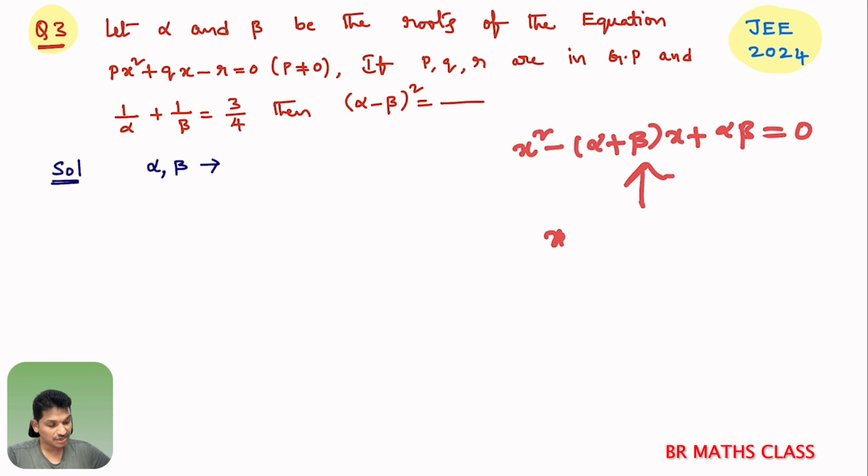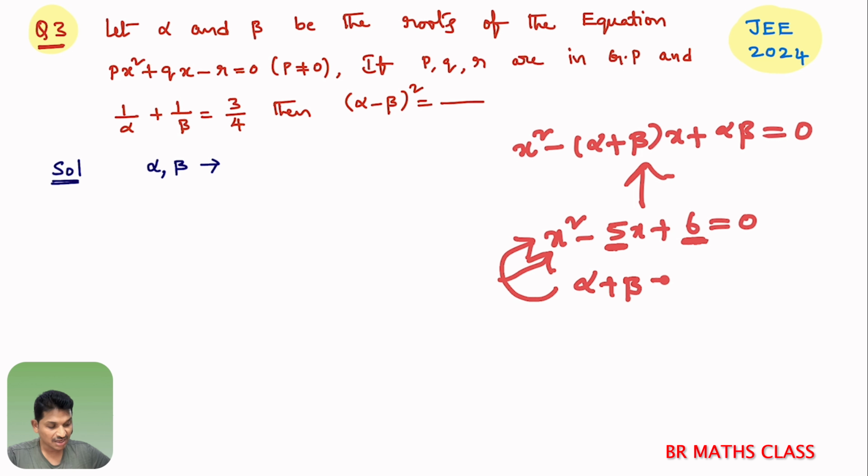Suppose they give one equation like this, x square minus 5x plus 6 equal to 0. This contains two roots. The sum of those two roots is this and the product of those two roots is this. See here, if alpha and beta are the roots of this equation, I can write alpha plus beta equal to 5. Compare this with this, right? The x coefficient has a minus sign here, so alpha plus beta is 5, and alpha into beta is 6.